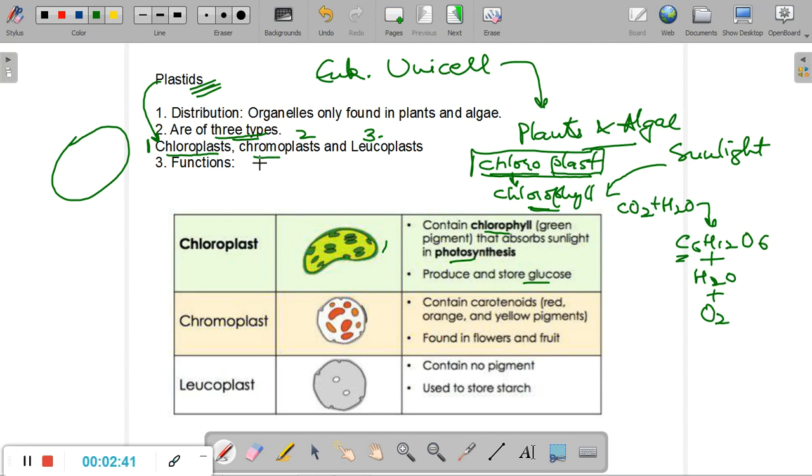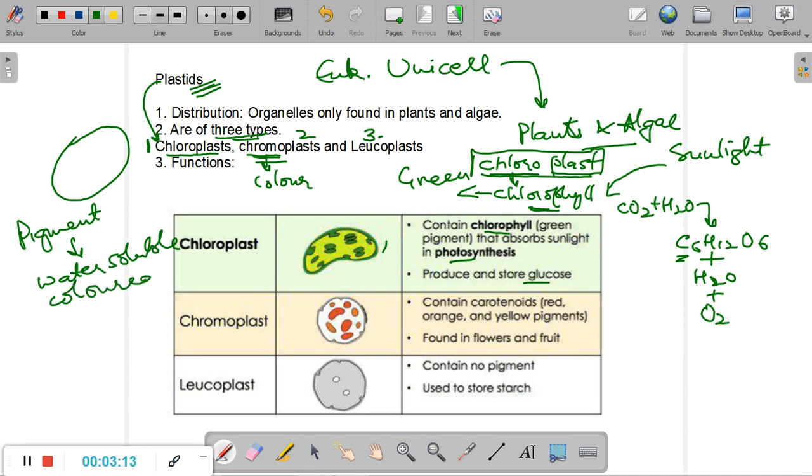The second type of a plastid is called a chromoplast. Now the word chromo means color. Now you must be wondering, chloroplast also has some color. It is green in color because the pigment chlorophyll is green. So how are chromoplasts different? Chromoplasts contain pigments. Now what are pigments? A pigment is a water soluble colored chemical compound, chemical substance. So chlorophyll is a kind of a pigment.